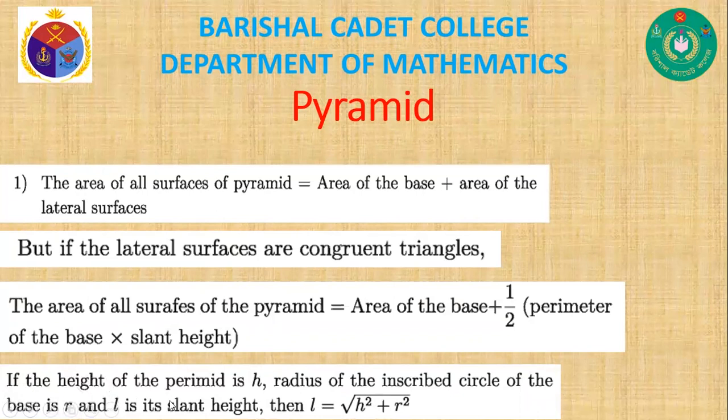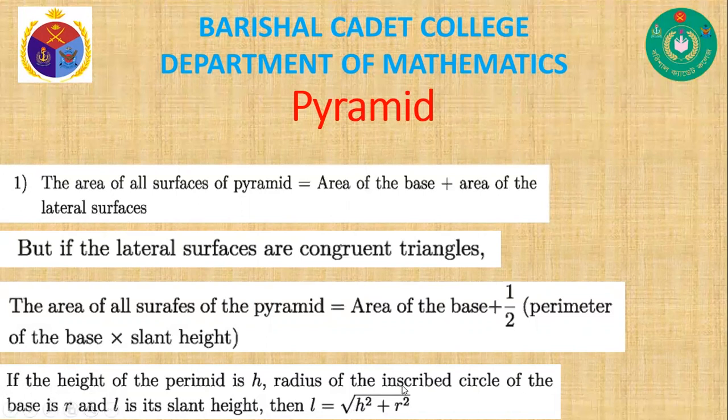If the height of the pyramid is h, the radius of the inscribed circle of the base is r, and L is the slant height, then the value of L will be root over h square plus r square. It is also just like the right circular cone.